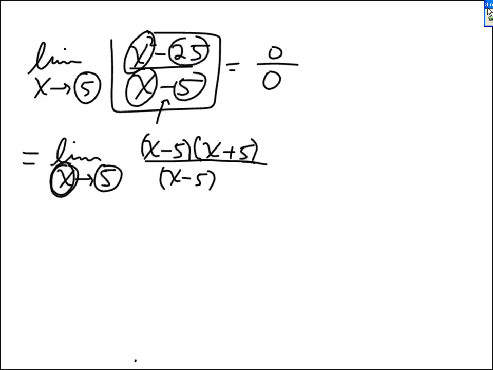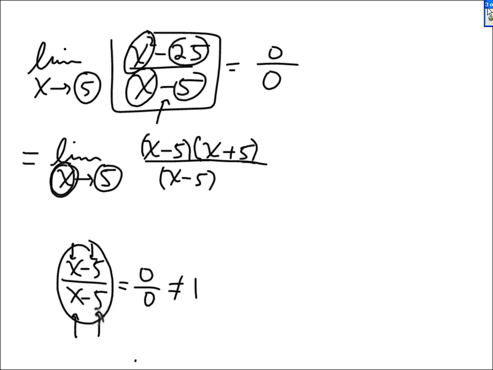Now, here's where something's neat. The only time this is not equal to 1 is when x is 5: 5 minus 5 is 0 over 5 minus 5 is 0. That's not 1. But if x is not 5, it is 1. For example, if x is 7, x minus 5 over x minus 5 is 2 over 2, or 1. As long as x is not 5, it's 1.